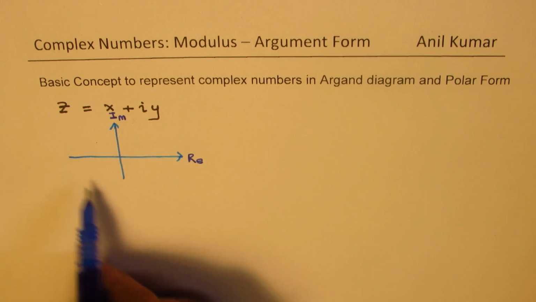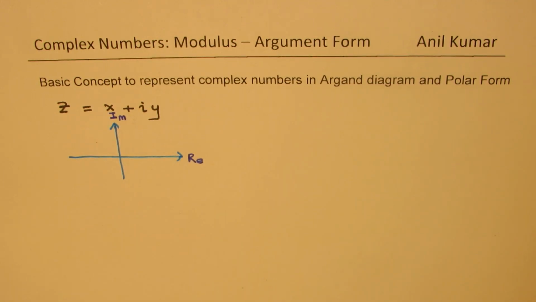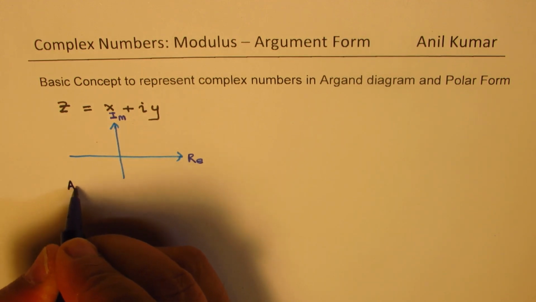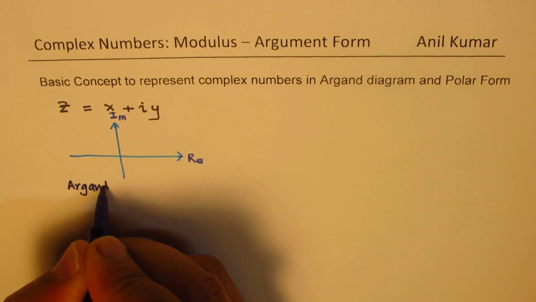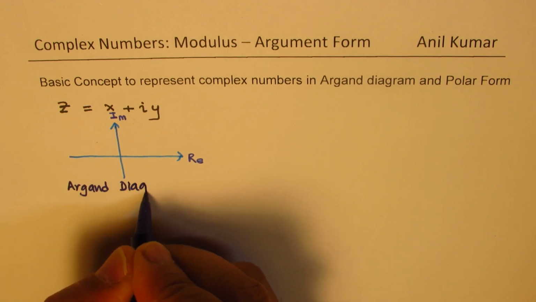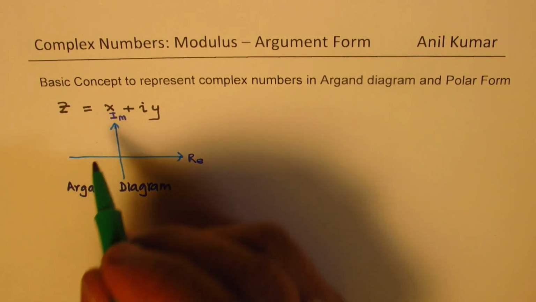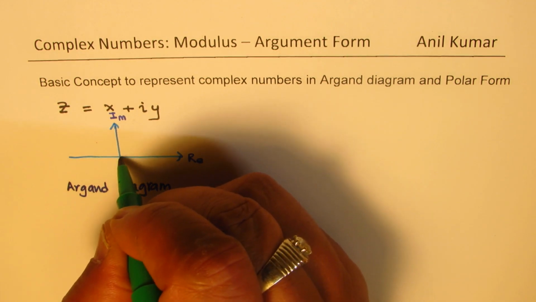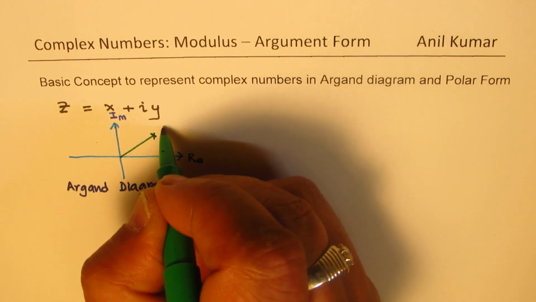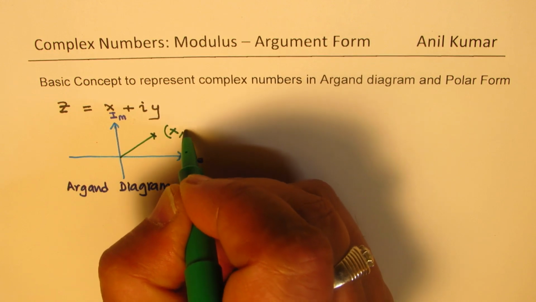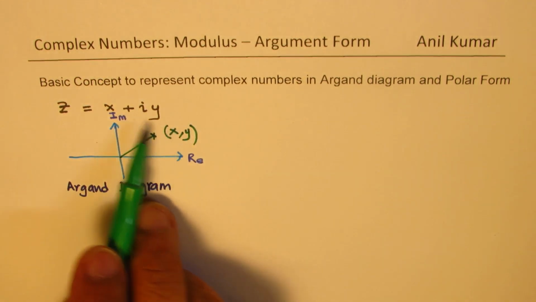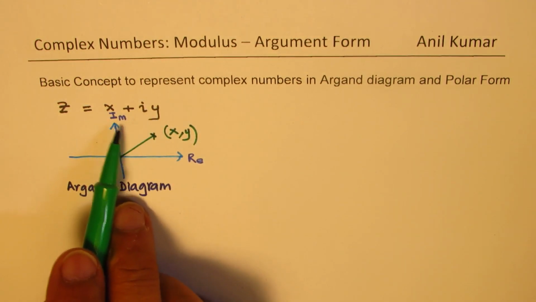Now when you represent it on this plane, we call this an Argand diagram. So in an Argand diagram, we have real numbers along the x-axis and imaginary along the y. So any point here could be represented. If I write this as x, y, where x is the real part and y is the imaginary part, right?